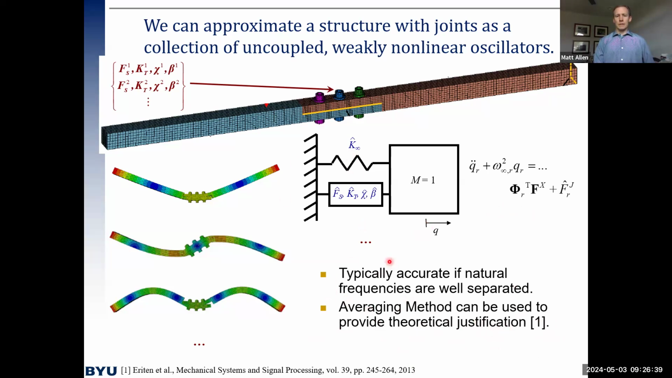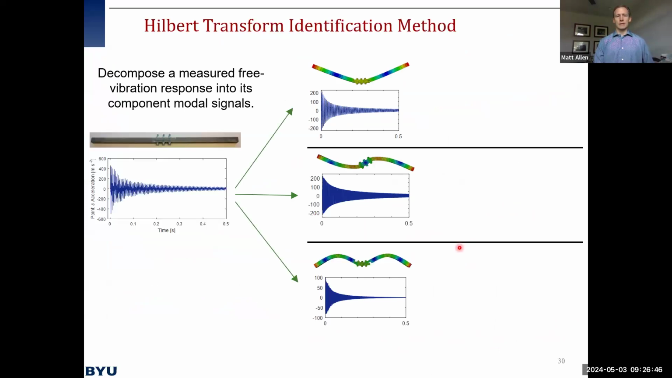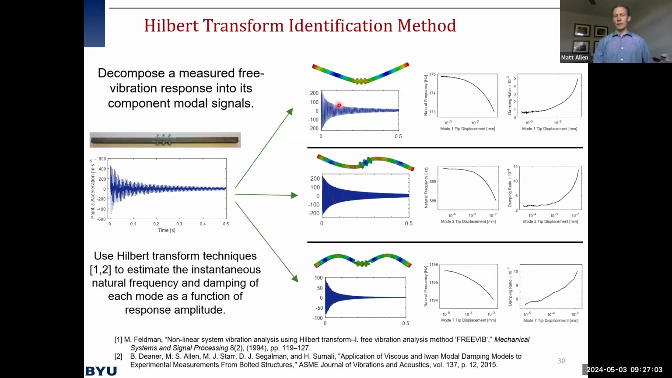So this is an approach that can be really helpful. If this approach holds, and I won't go into all the details today, then if we take a measurement from a real structure where multiple modes are responding all at once, we can decompose that into the response of each mode. And then we can characterize the natural frequency versus time and damping versus time of each mode. And we can convert that to natural frequency versus amplitude and damping versus amplitude, as you see here.